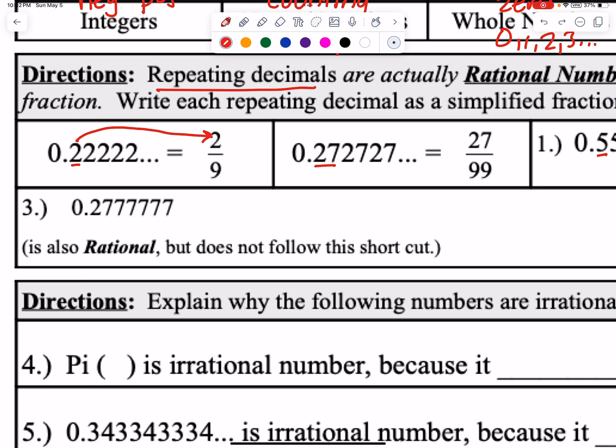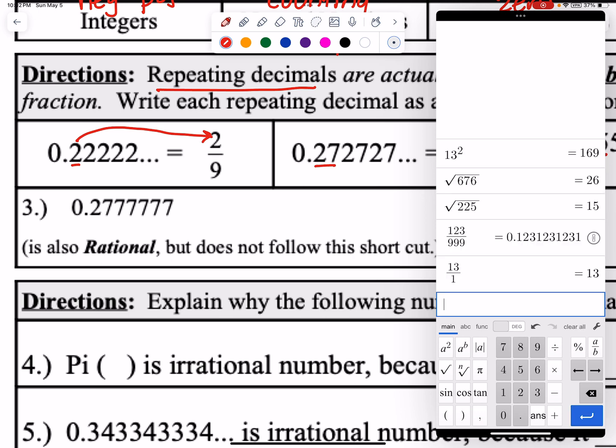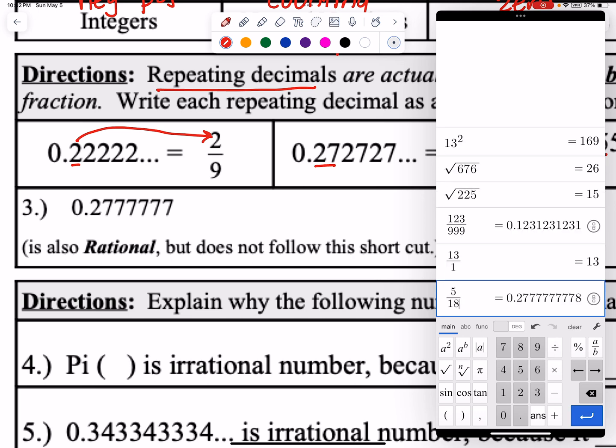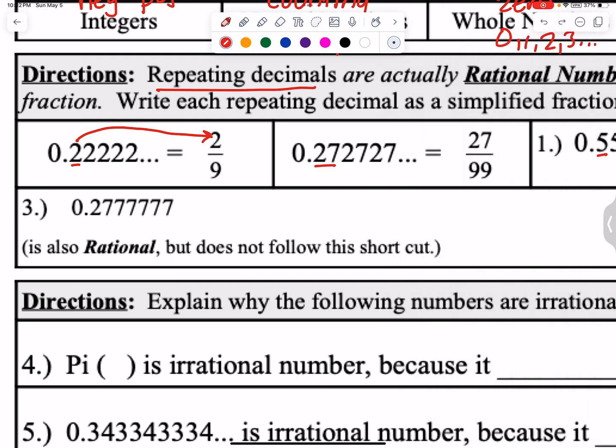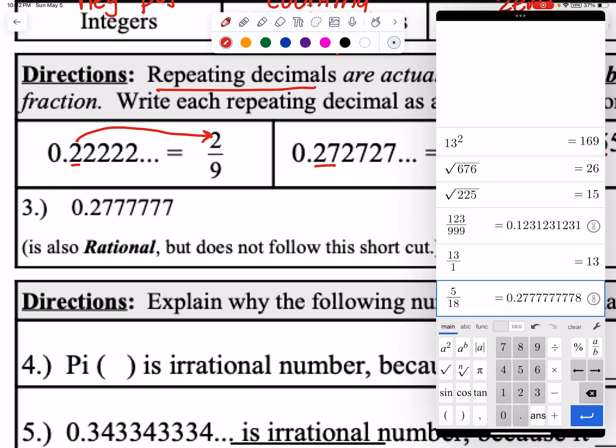5/18. Okay, so let's go ahead and plug this in here. 5/18. There you go. 0.27 with the 7 repeating, and notice that they rounded the end to an 8. So you can see how the calculator behaves with decimals that repeat. And so this was 5/18.